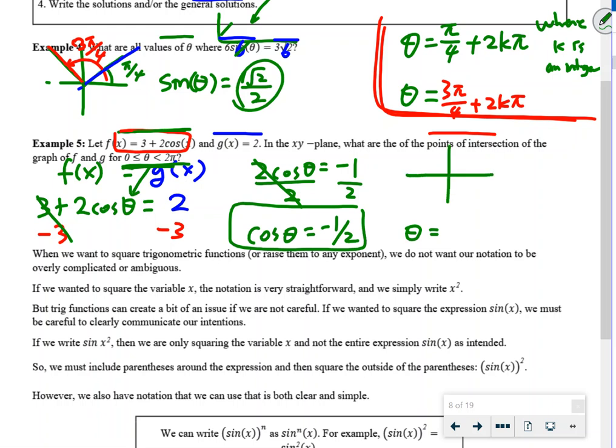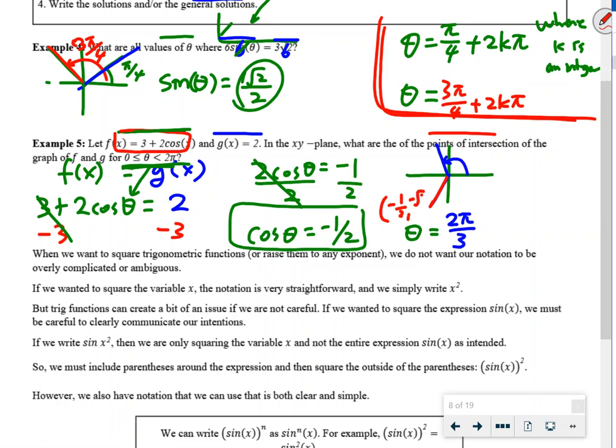I want to make this into the unit circle. Cosine is negative in the second quadrant and third quadrant. And the first answer is the 60-degree family, 2 pi over 3. Can I do 2 pi k for this one? No, I cannot, because my restriction is from 0 to 2 pi. So if you are adding 2 pi, then you are over 2 pi already. So that's the first answer.